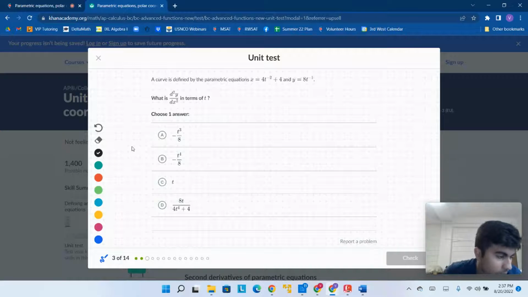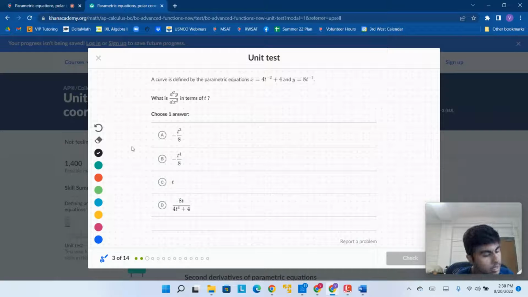Now what? Well, I have a couple options. I can do dy/dt over dx/dt. So dy/dt over dx/dt is going to equal dy/dx, which is negative 8t to the negative 2 over negative 8t to the negative 3, which is t to the negative 2 over t to the negative 3, which is just t. dy/dx equals t. The derivative of y with respect to x is t.